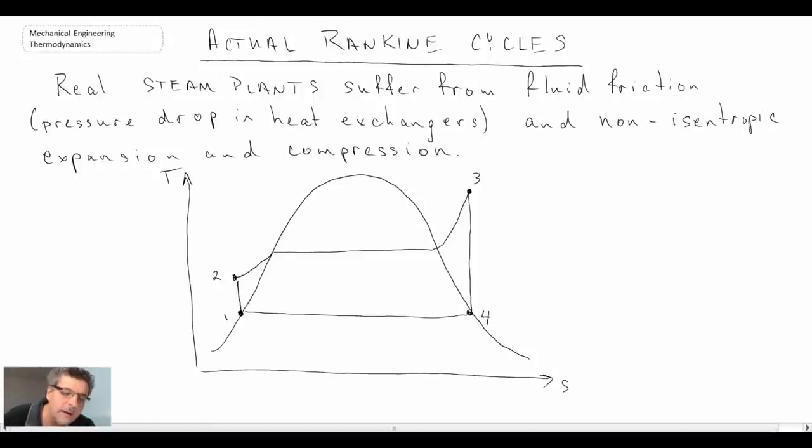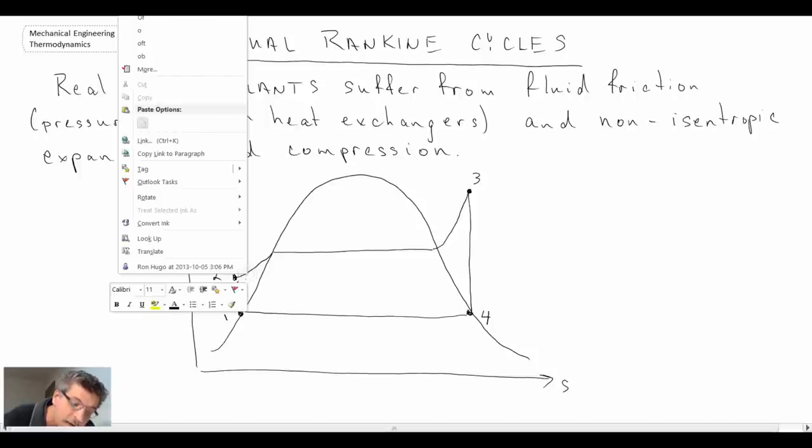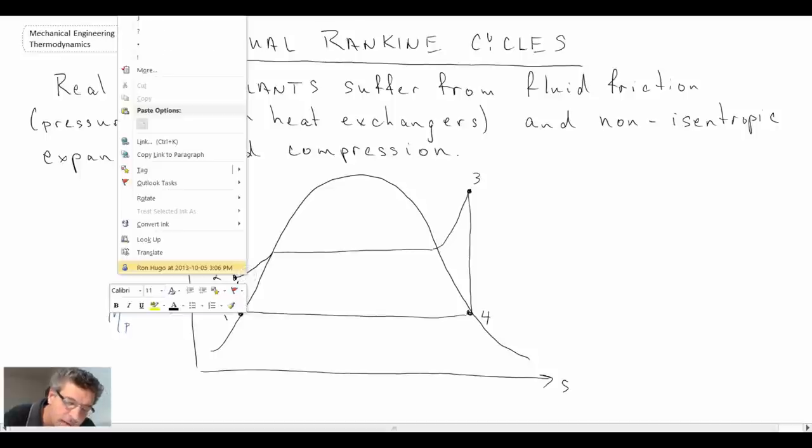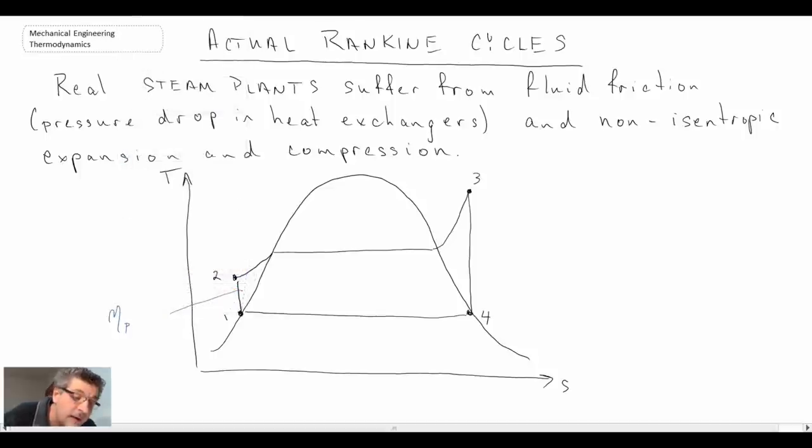Now, in reality, what is going to happen is we're not going to follow this cycle exactly the way that we have shown. In reality, what will happen is we have inefficiencies during the compression process. And if you recall, we quantified that with the adiabatic efficiencies. So we have eta P for the pump that we can prescribe. And then we would get into a 2 actual state.